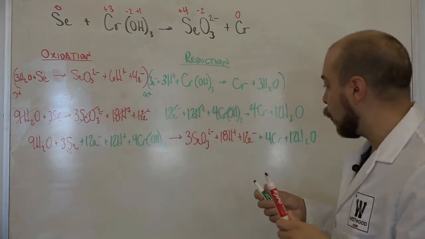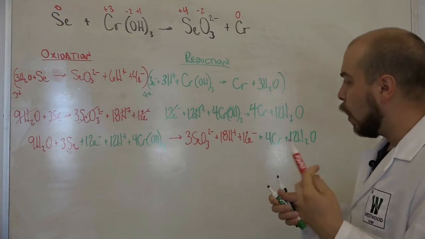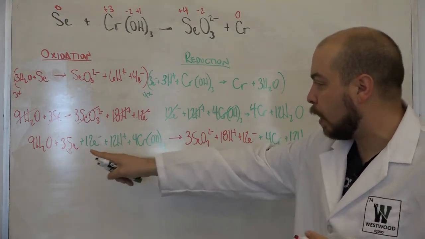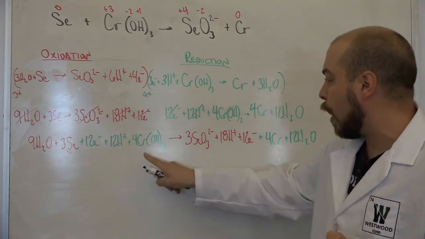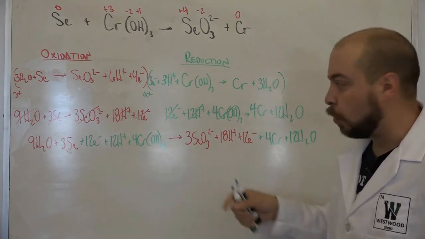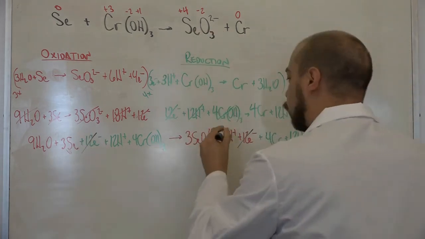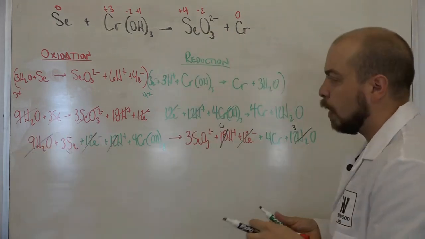All right, so now we look on both sides, we combine and or cancel. We can cancel hydrogen ions, we can cancel the water molecules, and we can cancel the electrons. So let's go ahead and do that now. Okay, rewriting this.